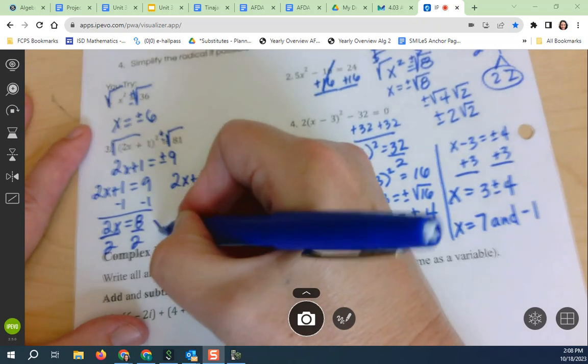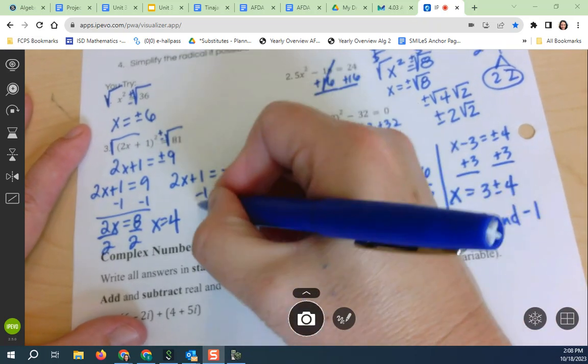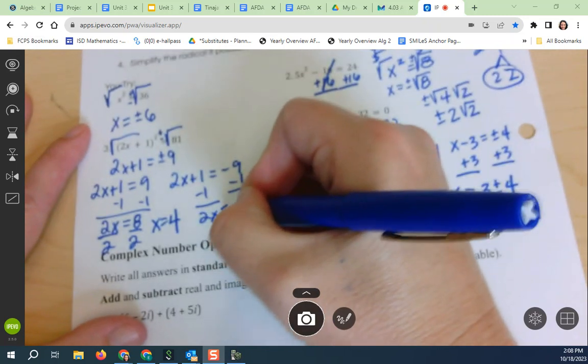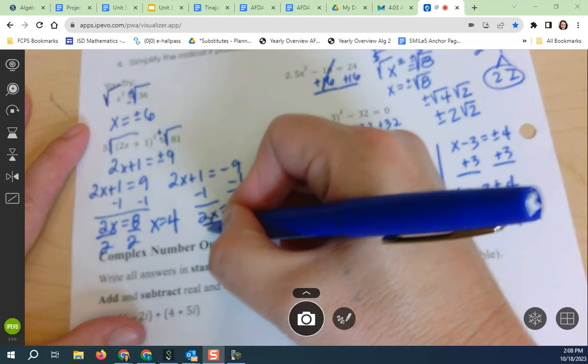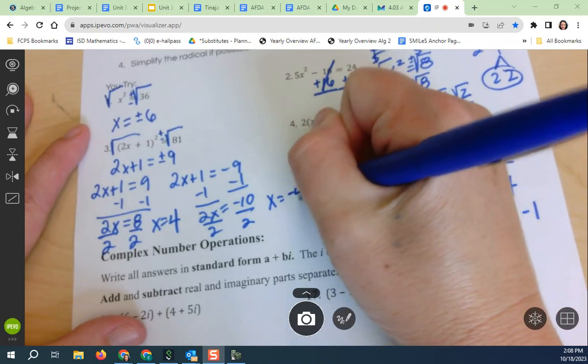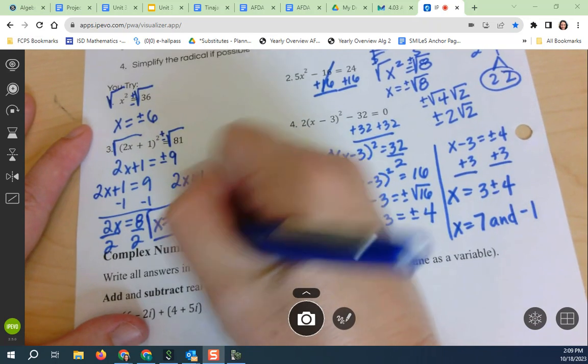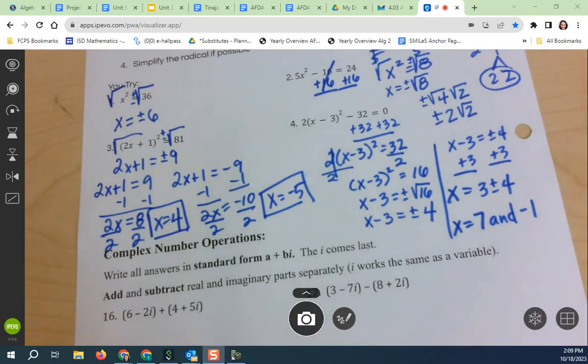Dividing by 2, so this one gave us x equals 4. 2x equals negative 10. And this one gives us x equals negative 5. So I saw a lot of good work there. That's kind of tricky.